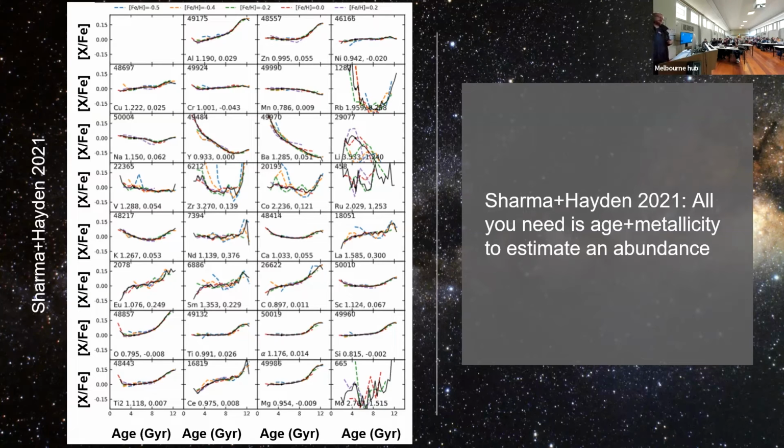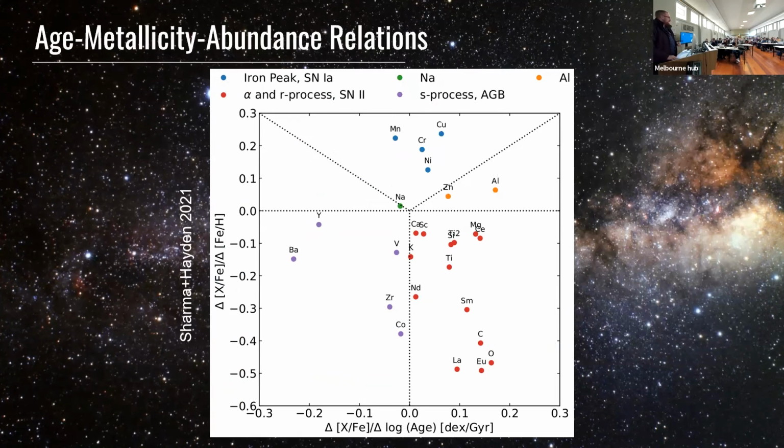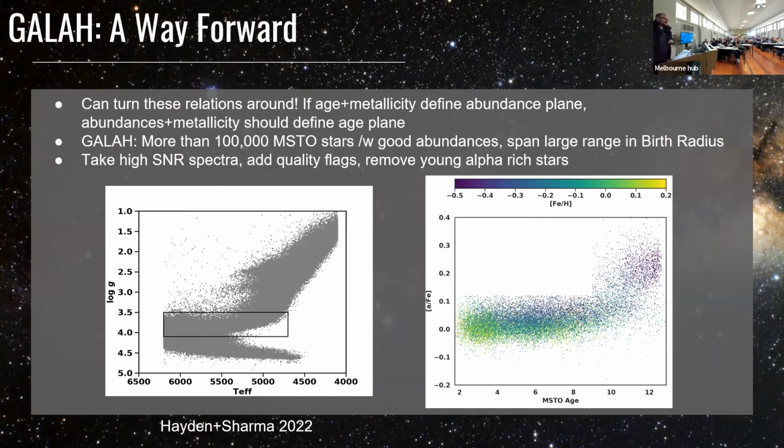But this is very encouraging, right? So actually all you do need is that birth radius, that age and the metallicity, to estimate the abundances to really high precision. All right, I'll skip this in the interest of time, but it's really cool font. Yeah. So GALAH is really offering us a way forward.